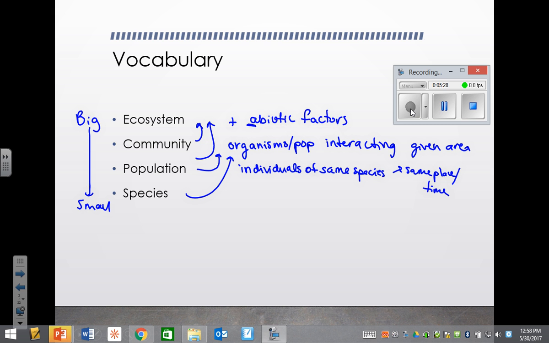Now, if we move down to species, would someone like to share their species definition? Let's pick someone from the back row. All right, go for it. Species. You don't have it yet? Matt, do you have species yet? Okay, go.